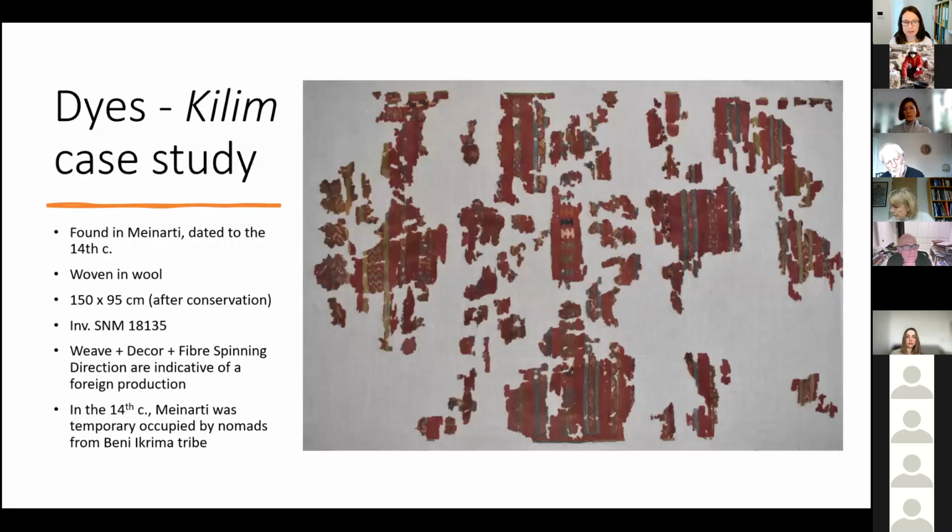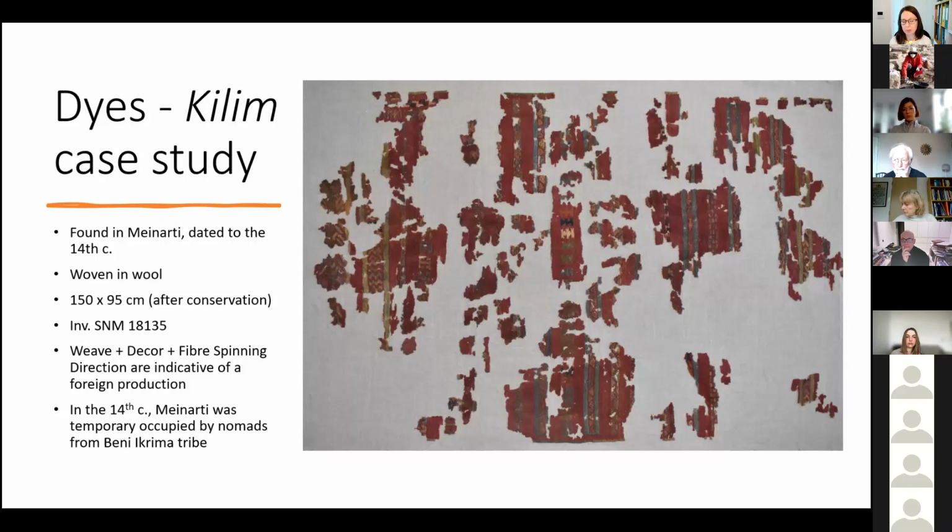My next example will be a transitional example between this dye identification and the next technique I will briefly discuss, provenance tracing. So this is a kilim. This extraordinary piece was found in Meroitic in a layer dated to the 14th century. It was woven in wool, and after conservation, it appeared that all its width is preserved. It is actually 95 centimeters, and the actual preserved length is 1.50 meters.